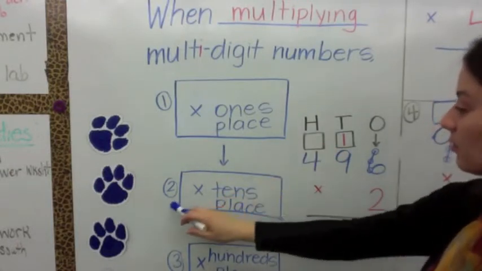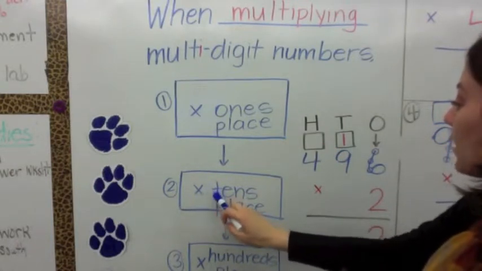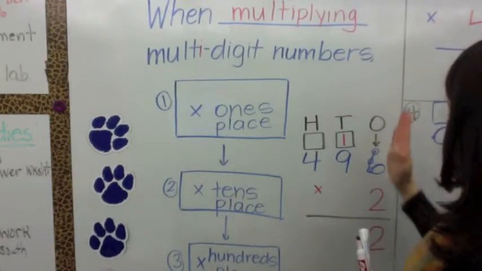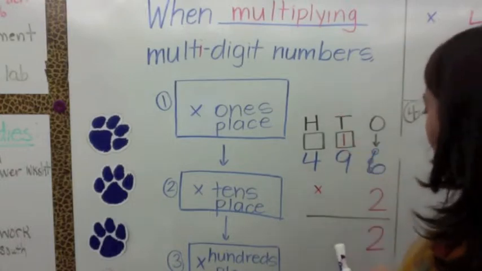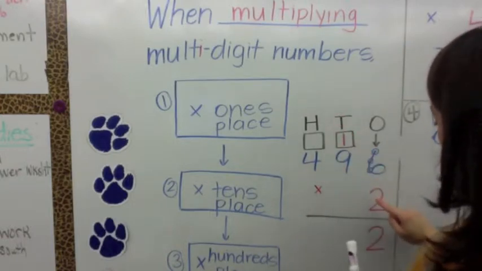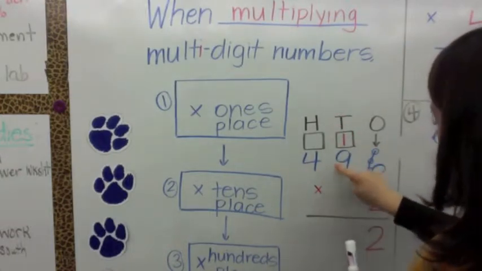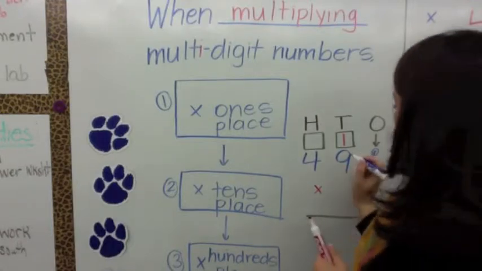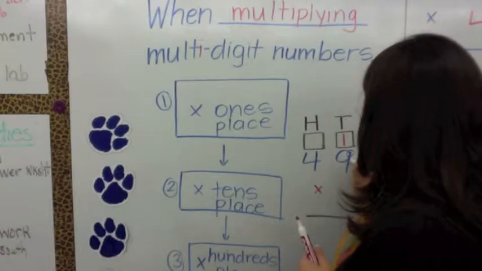The next step, step number 2, is to multiply out the tens place. So you're going to take the 2, and now, instead of going up and down, you're going to go diagonal. You're going to go where? Diagonal. So you're going to do 2 times 9, okay? So we have 2 times 9, and I'll draw out the touch points.